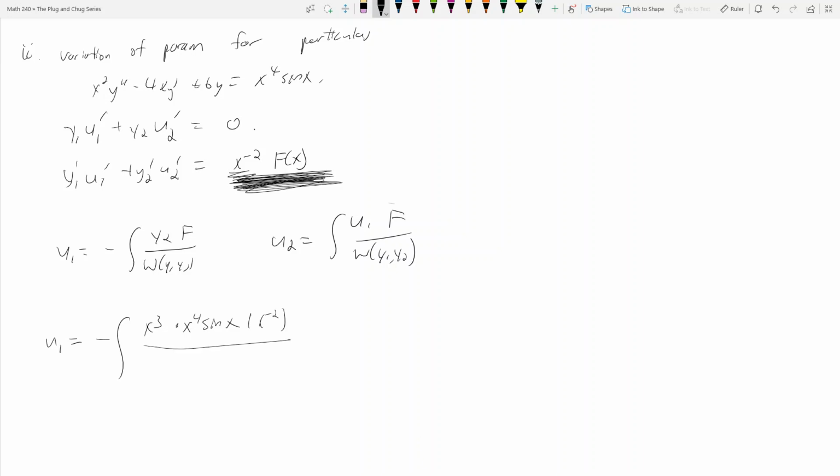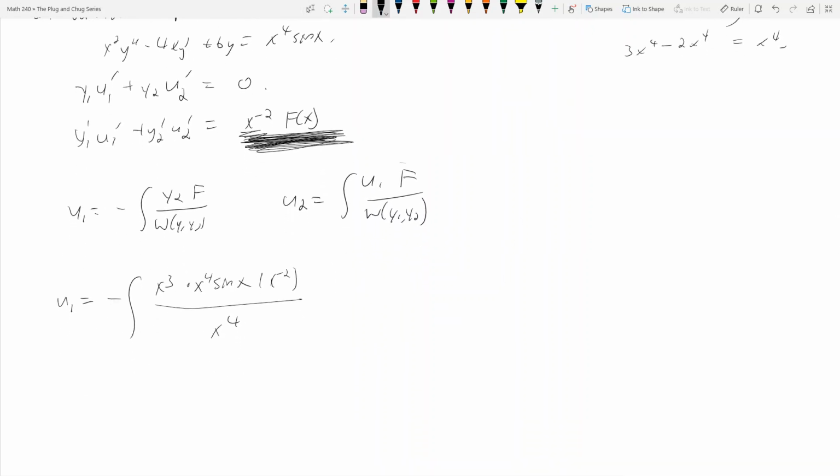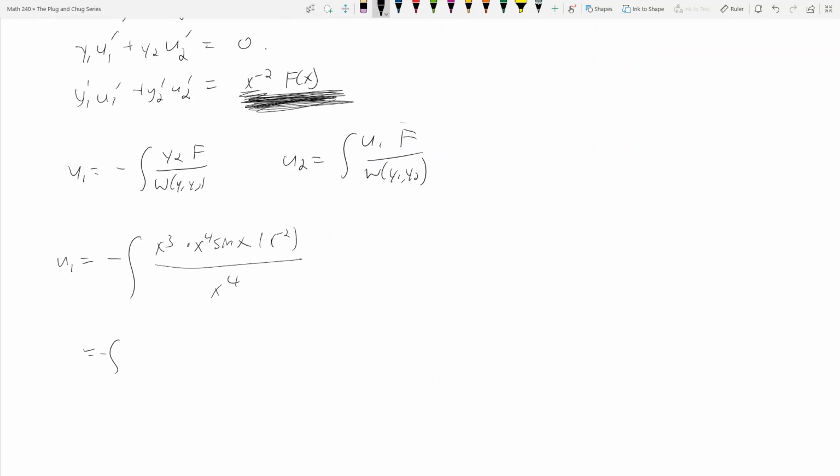And then you also got x to the negative 2 out here. And now you've got to divide by the Wronskian. So let's figure out what the Wronskian is. Wronskian of y1, y2. This one should be pretty easy because we have x squared, and its derivative gives me 2x, and then x cubed, and its derivative gives me 3x squared. So this is 3x to the 4th minus 2x to the 4th, which is x to the 4th. So the bottom is x to the 4th. All right, so u1 is the negative integral of, x to the 4th cancels out this guy, and so this is x sine x.